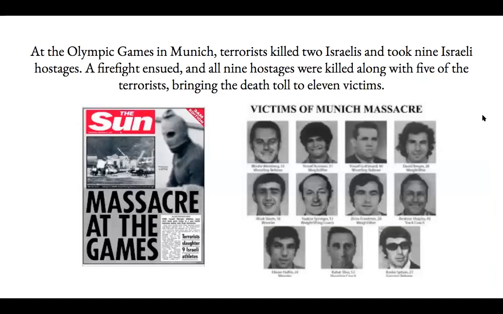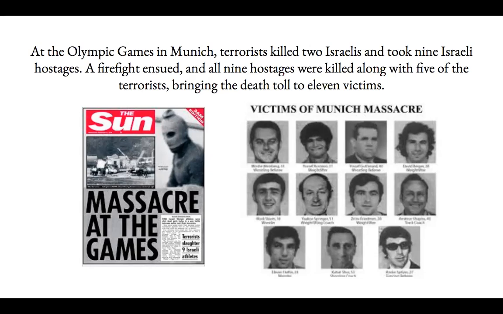Then in September of 1972, the Olympic Games were occurring in Munich, and terrorists took Israeli athletes hostage. They killed 2 Israelis and all told 9 Israeli hostages. A major firefight ensued. All 9 hostages were killed along with the 5 terrorists. So the full death toll at the Olympic Games in Munich in the fall of 1972 was 11 victims. 11 Israelis were killed during this hostage and terrorist situation.